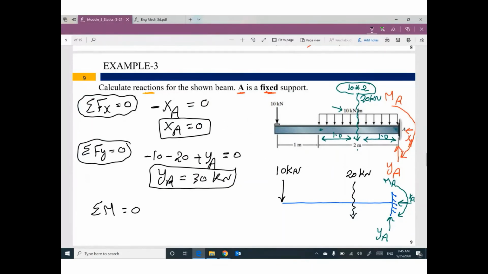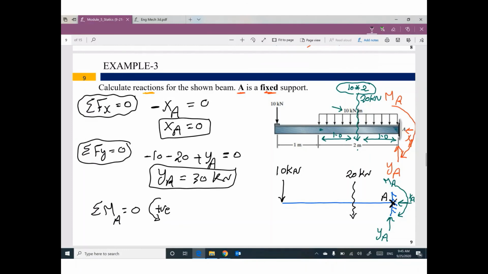Do you remember my recommendation? Take moment about what? Any point. But my recommendation is to take moment at one of the supports. How many supports do you have here? Actually, we have only one at A. So I'm going to take moment at A. And I'm going to assume counterclockwise is positive. It's up to you or up to me, so I can assume any direction. So I will assume counterclockwise is positive.